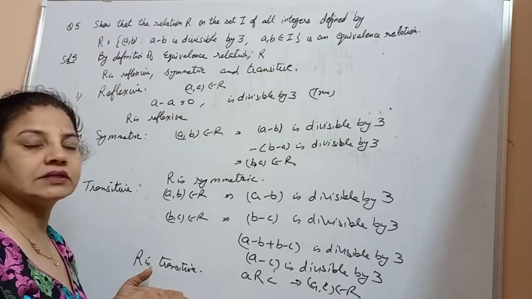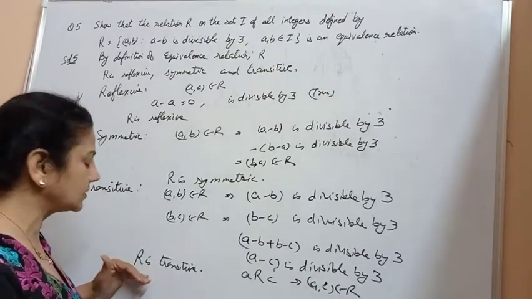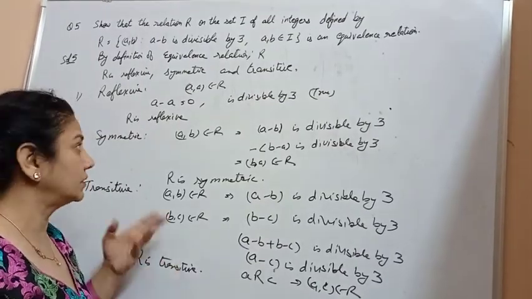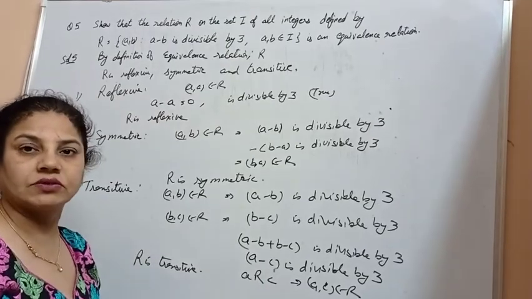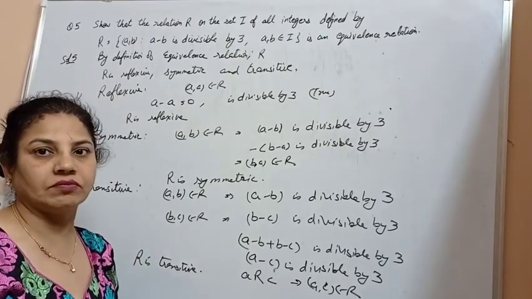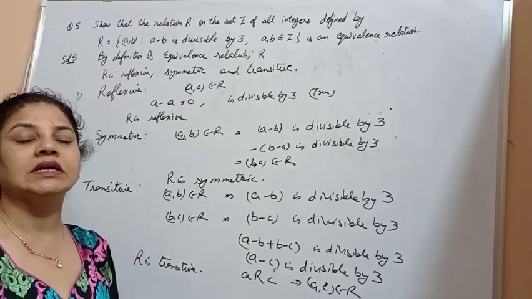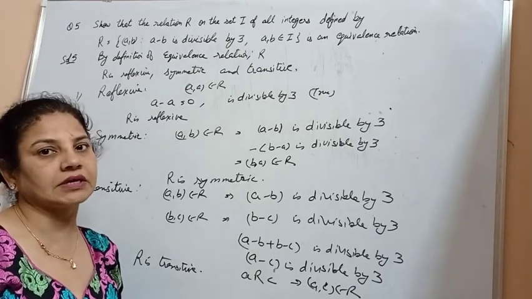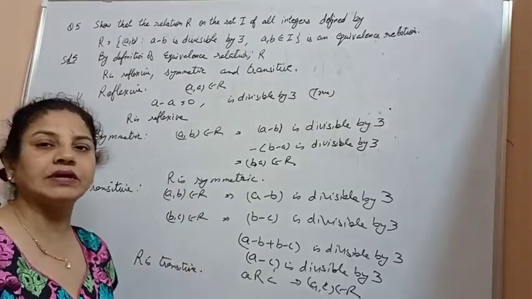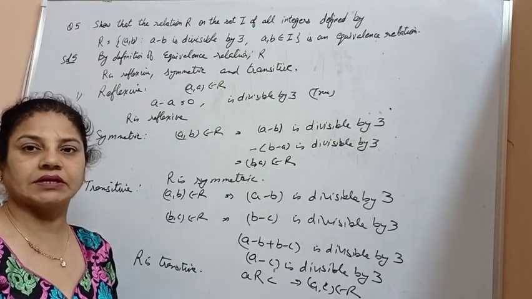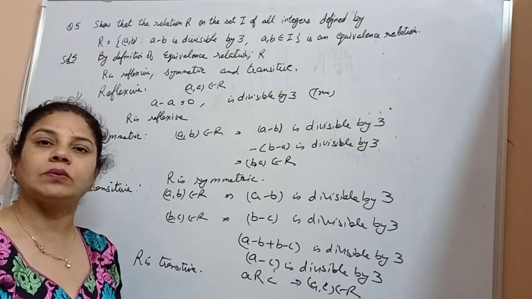If any one of these is not satisfied, that is, R is not reflexive, symmetric or transitive, then the relation is not an equivalence. For the relation to be an equivalence, the relation should be reflexive, symmetric and transitive. And in this we have proved that the relation is reflexive, symmetric and transitive. Hence the given relation is an equivalence relation.